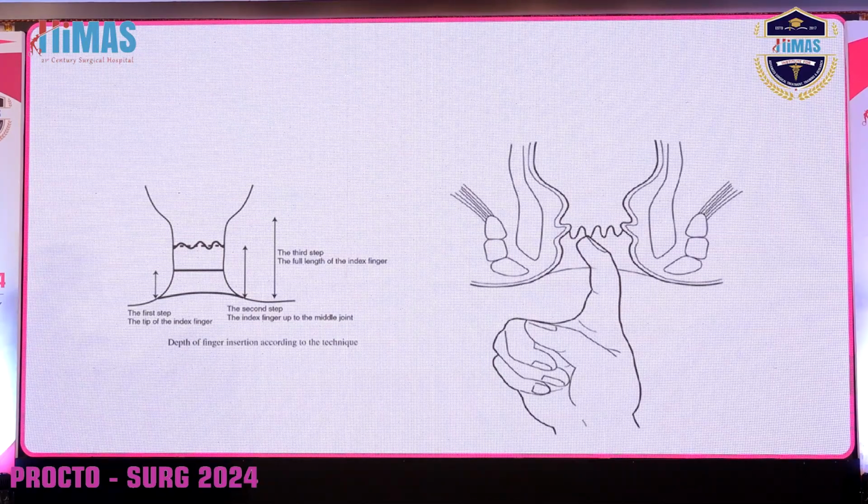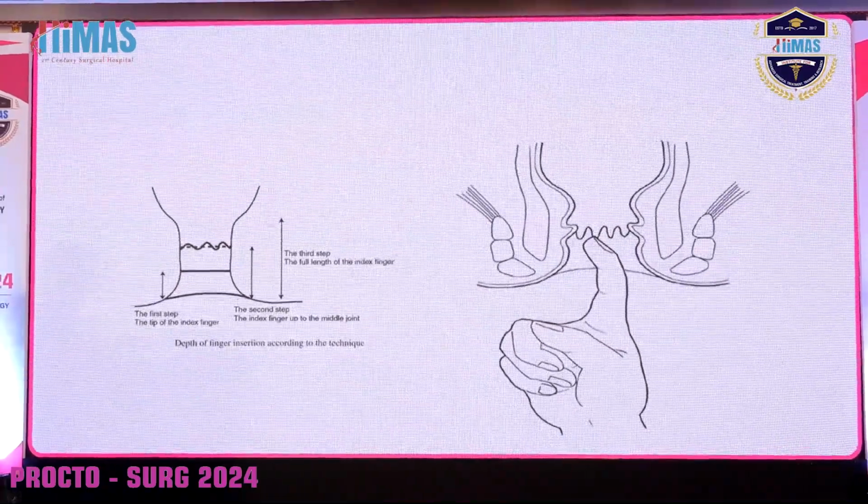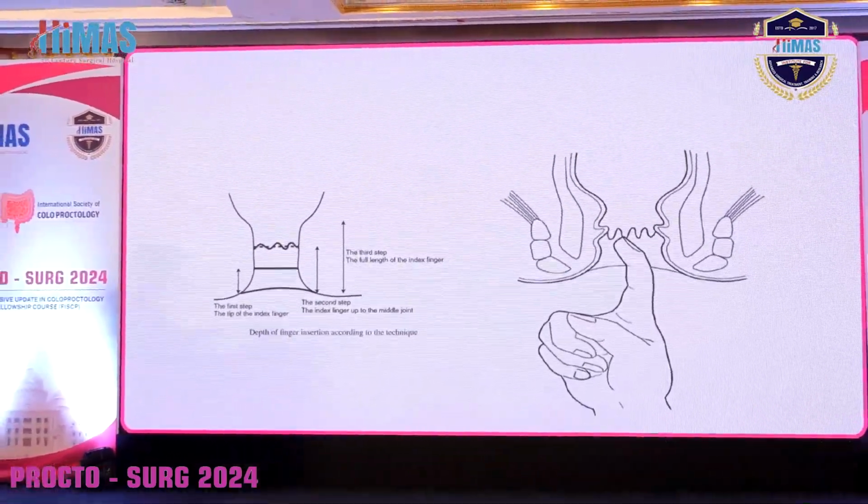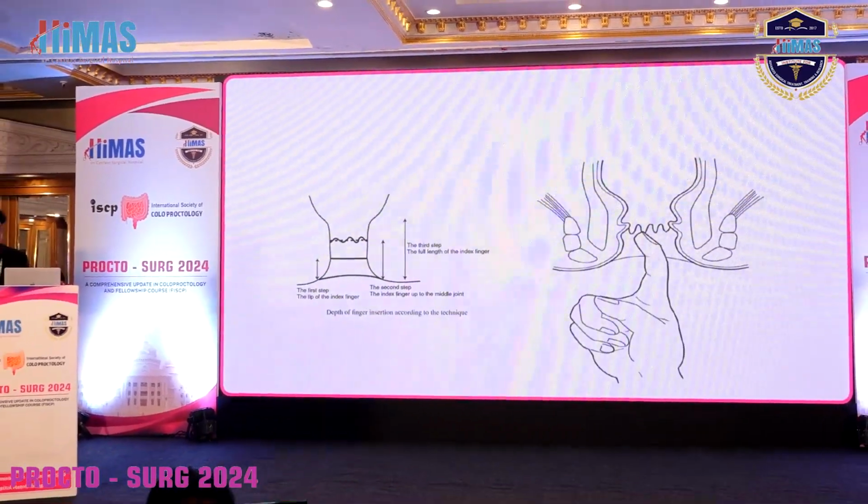Coming to digital rectal examination, there are 3 steps. The first step is where you will examine from the tip up to the distal crease. The second step is from the distal crease up to the middle crease. The third step is from the middle crease up to the proximal crease. In the first step, below the dentate line, we will examine. You can make out the fissures, hypertrophied anal papillae, internal anal sphincter, warts, and skin tags.